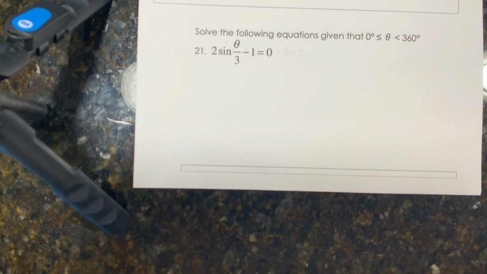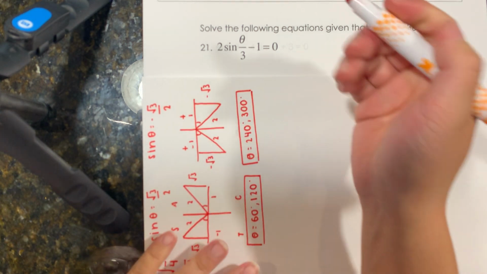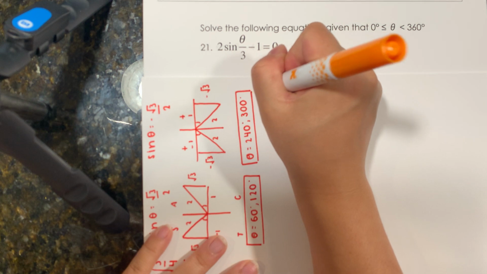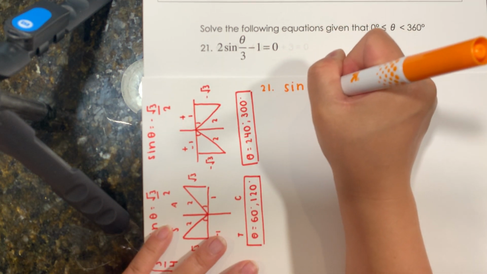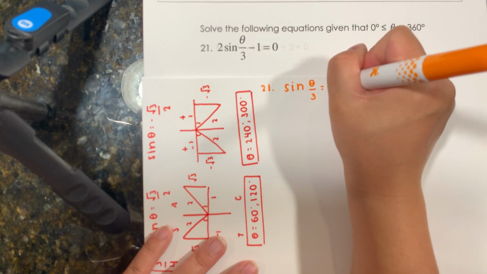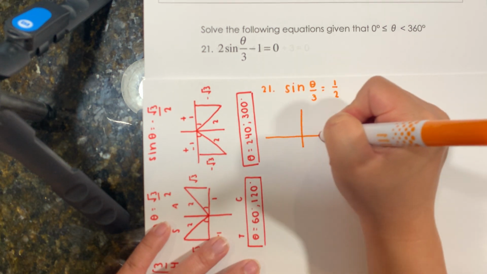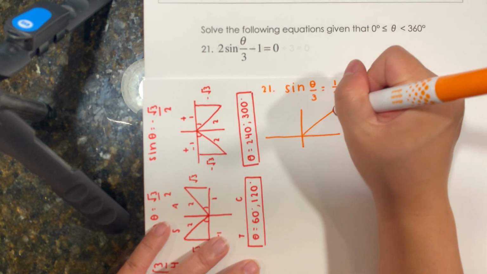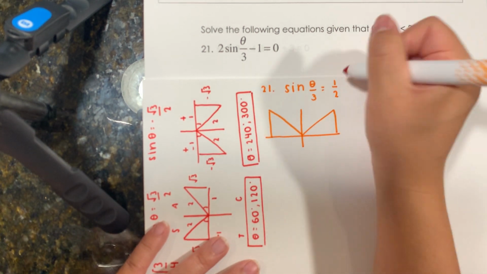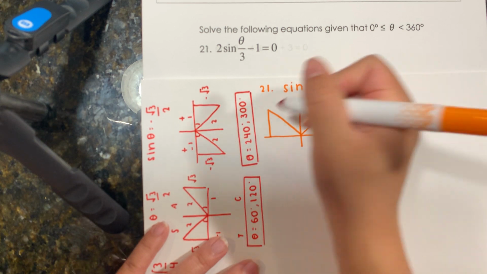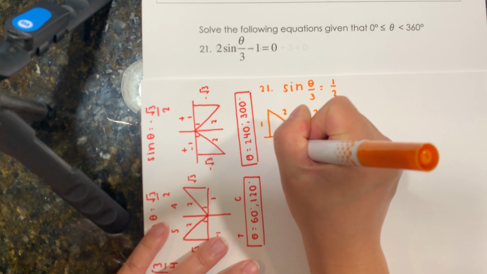Now looking at number 21, I'm going to move the 1 to the other side, and then I'm going to divide by 2. So 21 would be sine theta over 3 equals 1/2. So I'm looking for where sine is positive again, and since I just did a similar problem, I know that it's positive in quadrant 1 and 2 because of all students. It says 1/2, and then that would be root 3 and negative root 3.